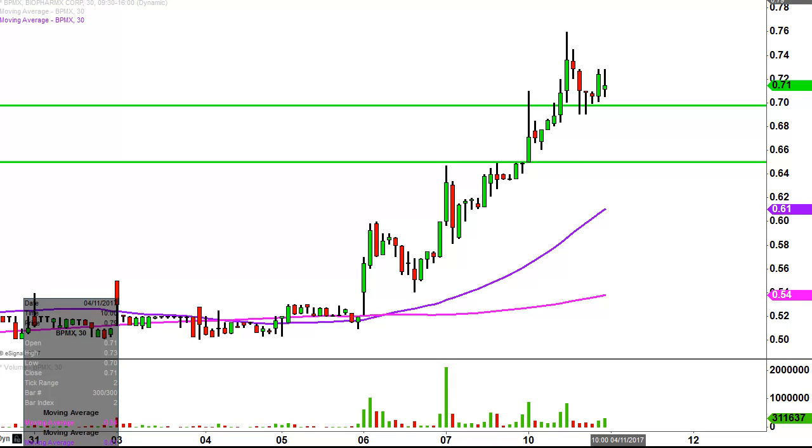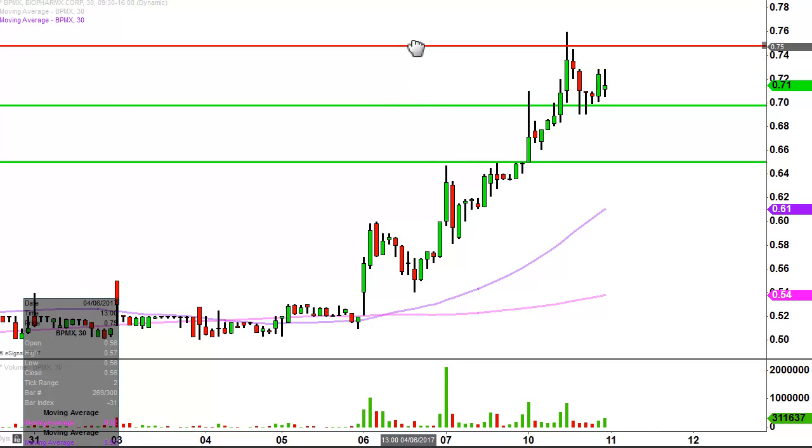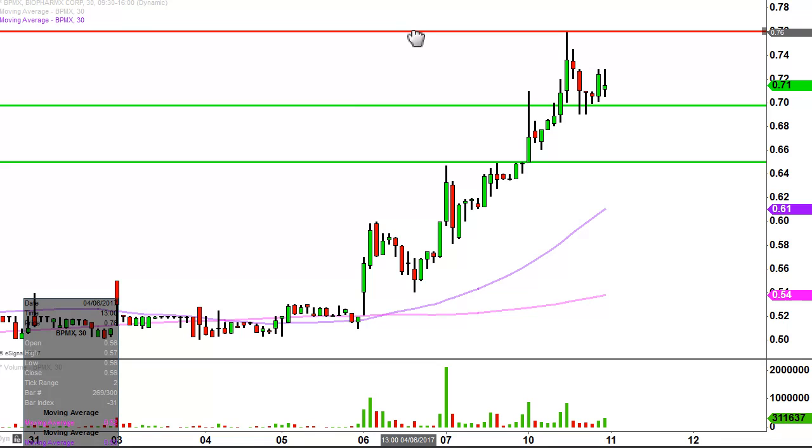What about areas of resistance? Pretty straightforward here. The party stopped today up at, what was that, 75 or 76? Up there at 76 cents. So going into tomorrow and really the remainder of the week, public enemy number one is up at 76 cents. Does the price have to break 76 cents tomorrow? I don't want to come across like that.